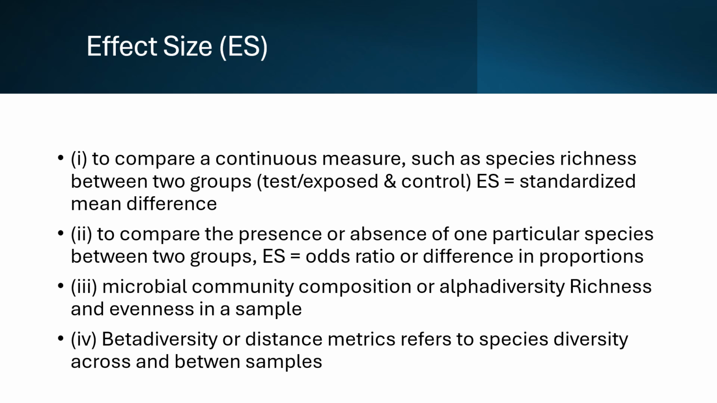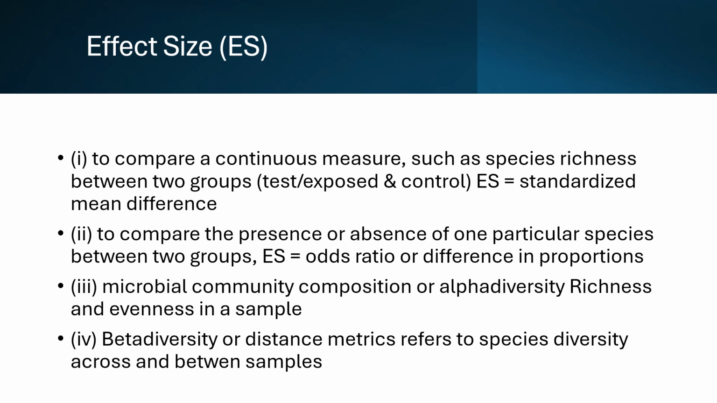Let's understand effect size in the microbial context. There are a few ways of expressing effect sizes based on the measures. The first two, species richness and the presence or absence of a species, are simple measures and are not discussed further. Species richness, the first point, refers to the number of different species in a sample. It is a continuous measure. Standardized mean difference is the effect size. Second, when the effect measure is the presence or absence of a species, then odds ratio is a suitable measure for effect size. Third and fourth are the popular measures for effect sizes in microbiome studies.